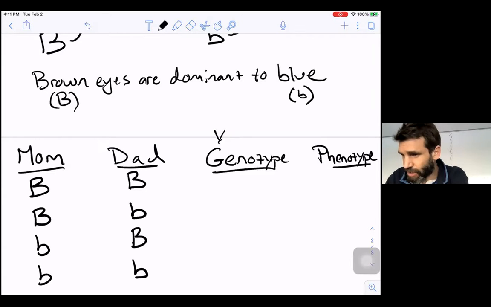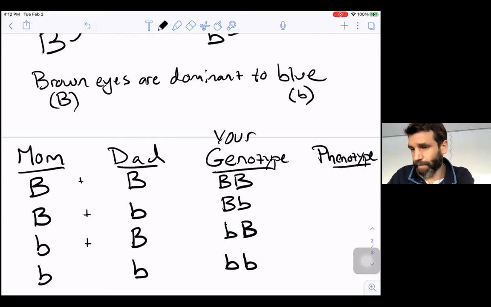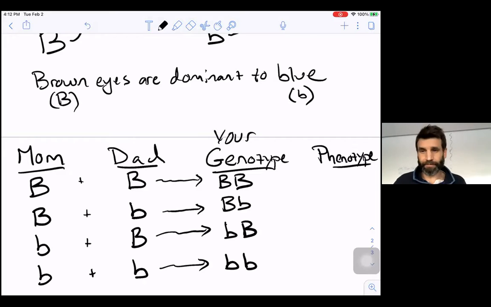And this is your genotype. So you would be either big B, big B, big B, little b, big B, or little b, little b. And what I'm doing is you can probably see that I'm just adding those up there and making this genotype.